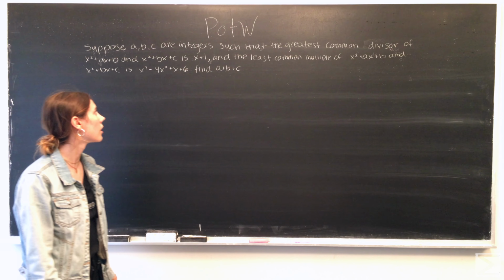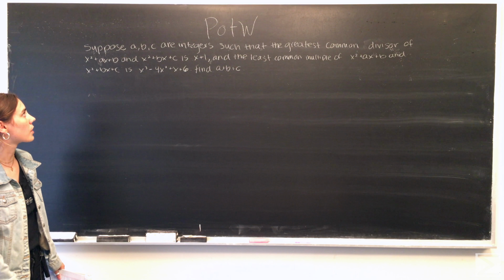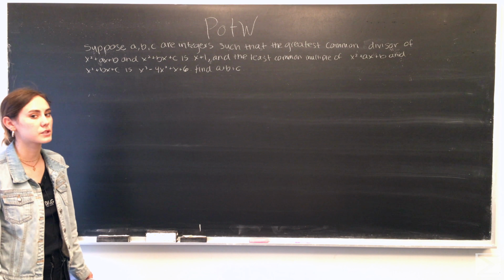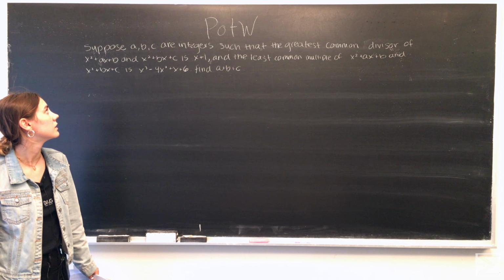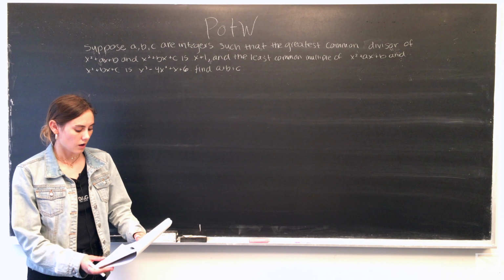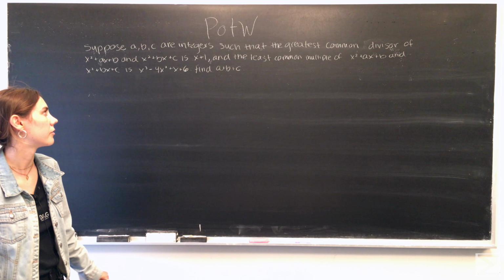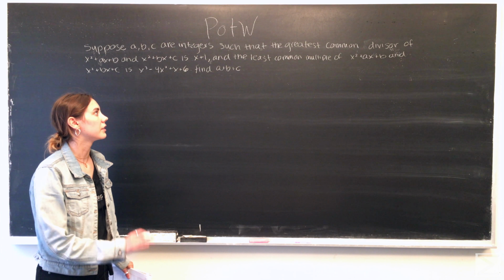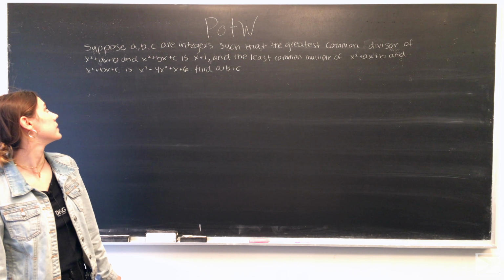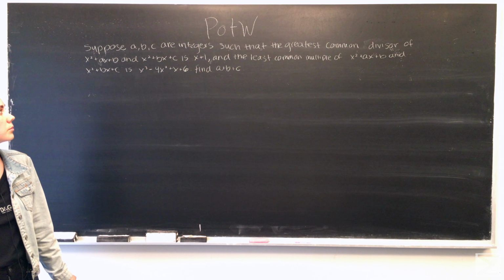This week, we have a problem for you that has to do with a couple polynomials. So the problem is, suppose a, b, and c are integers such that the greatest common divisor of x squared plus ax plus b and x squared plus bx plus c is x plus 1. And this is in the set of polynomials in x that have integer coefficients, just to clarify. And then the least common multiple of x squared plus ax plus b and x squared plus bx plus c is x cubed minus 4x squared plus x plus 6.